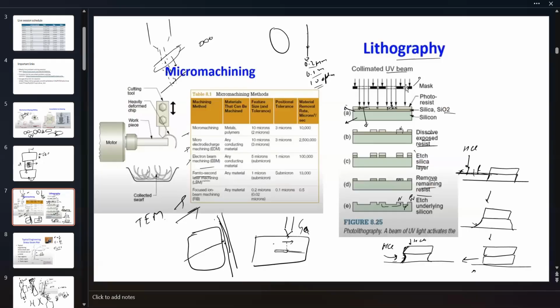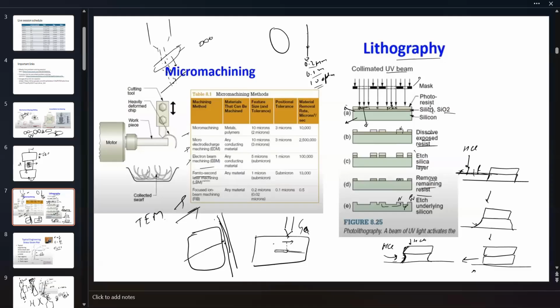So wherever the UV light falls, this is, I think, positive photoresist. So wherever the light falls, no, this is the negative photoresist. Wherever the light falls, that area gets removed. Actually, not removed, so that becomes susceptible to etching.